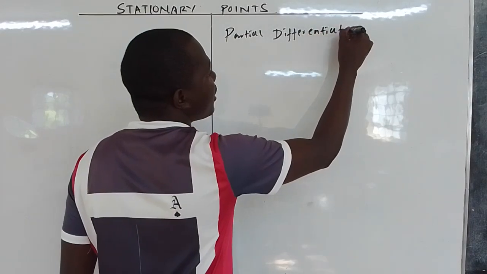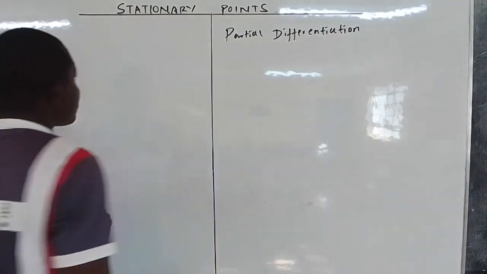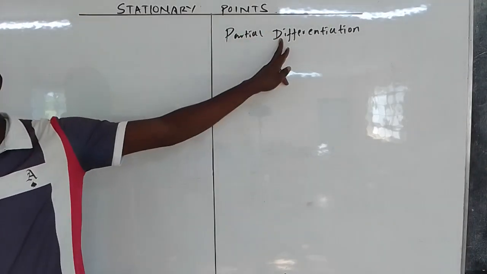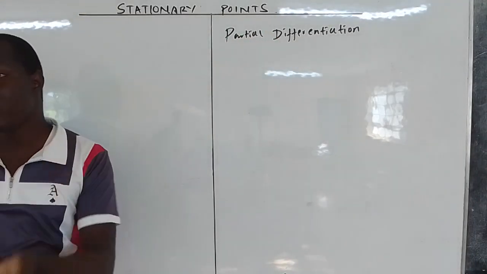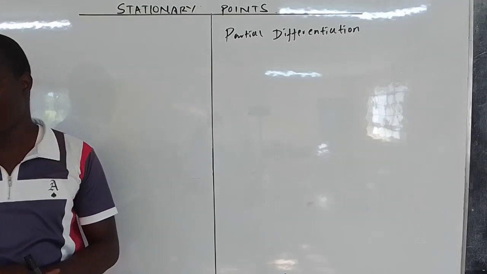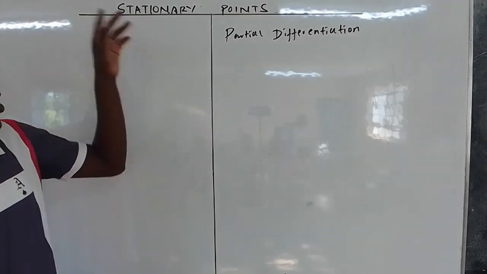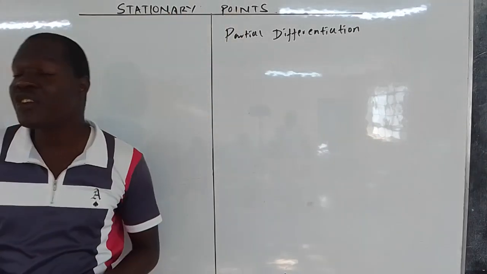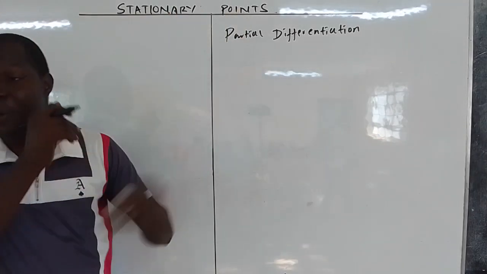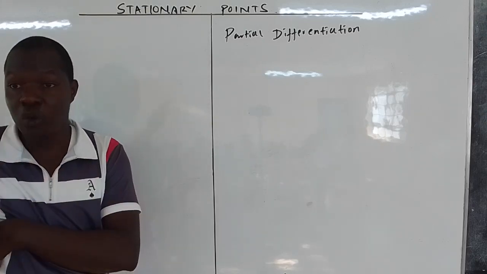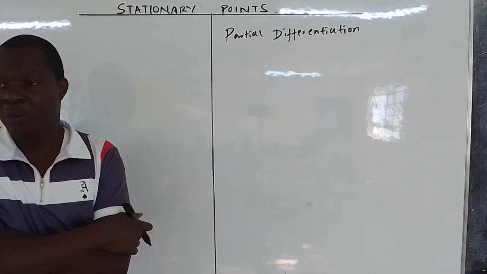So, to understand the concept of partial differentiation, the first thing you need to know is how to denote a partial derivative. There are two different ways of denoting a partial derivative, because when we deal with stationary points in two variables, we are going to use partial derivatives.